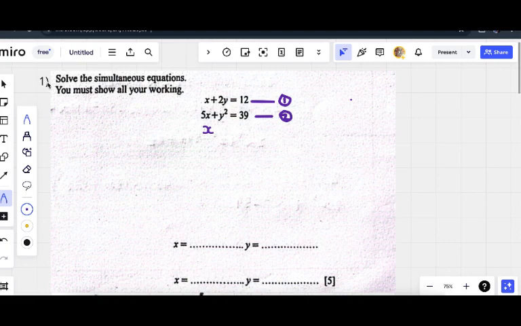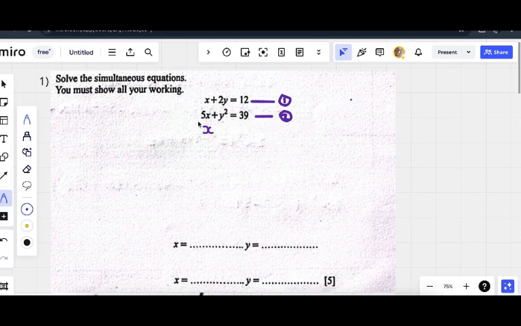The first question here is simultaneous equation. It says solve the simultaneous equation. You must show your working. So you can see we have x plus 2y equal to 12. We can call it our equation 1. And we have 5x plus y squared equal to 39. We call it our equation 2.